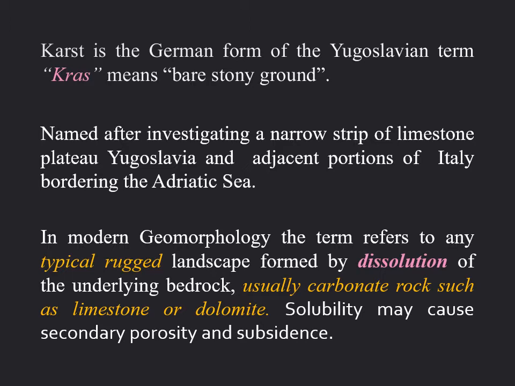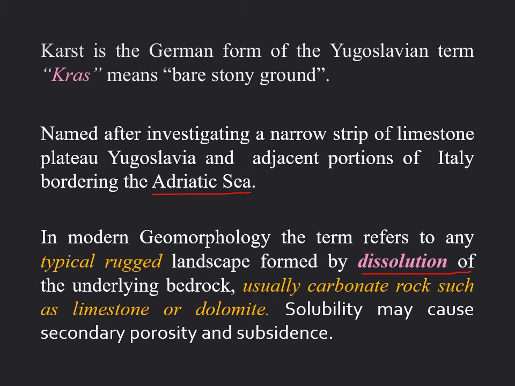So after studying the rocks of these areas near the Adriatic Sea of Yugoslavia and Italy, people named the landforms of these regions karst. From that, globally, whatever rock types or landforms are formed due to dissolution of superficial as well as subsurface rocks came to be known as karst.